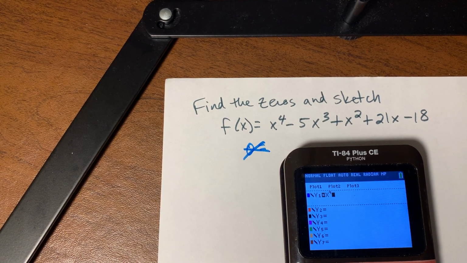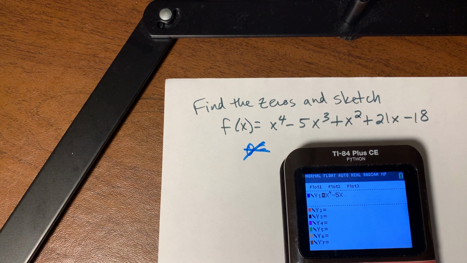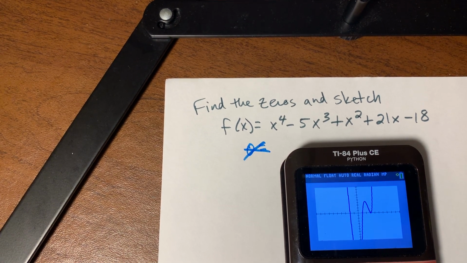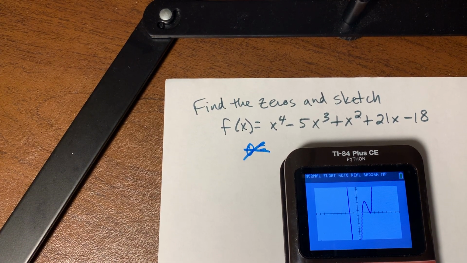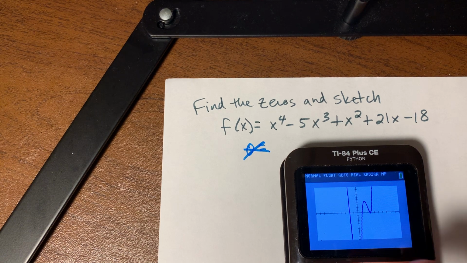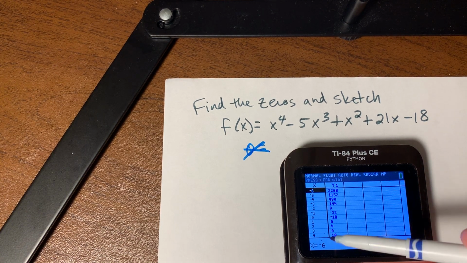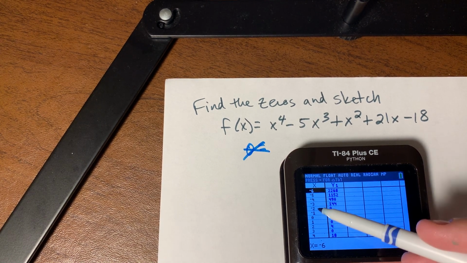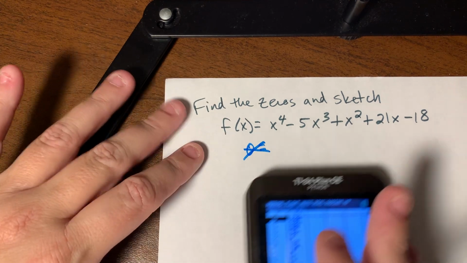X to the fourth minus 5x to the third plus x squared plus 21x minus 18. Well, okay, so that's kind of pretty. So what I'm going to do is I'm going to pull one of these zeros. So this one looks nice over here. That looks to be 2 or 3. If I go in the table, I've got 3. I can really just get all of my zeros from this, right? -2, 1, and 3.